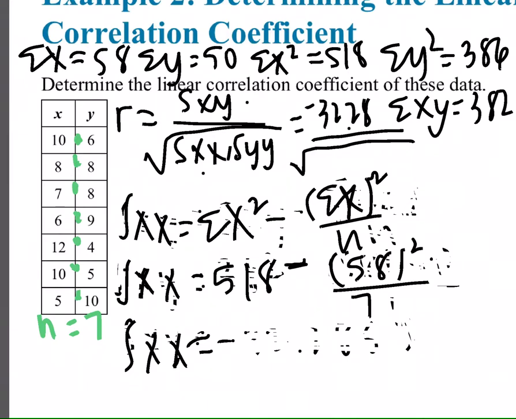When you put this in your calculator, you should get 37.4286. And I put it in my calculator like that, but when I put it in this formula up here, I'm just going to write 37 because I'm running low on room.